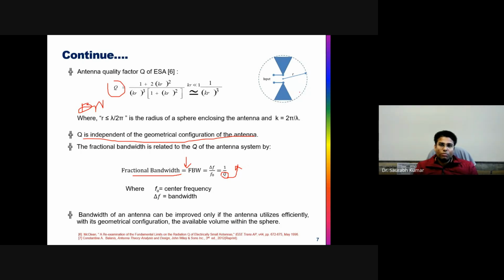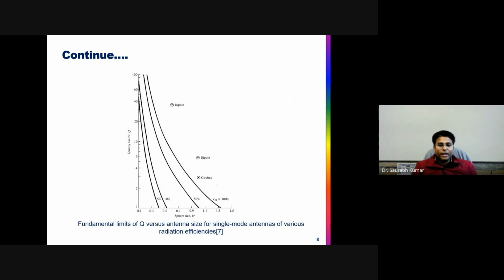So there is another option. If you see from here, bandwidth can only be improved if the antenna utilizes the maximum available space within this arbitrary sphere. As you know, the maximum linear dimension is r. So if someone is able to increase the volume of the antenna within this sphere, one can enhance the bandwidth, and this can be seen in a number of research works.